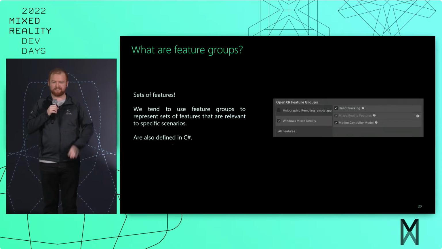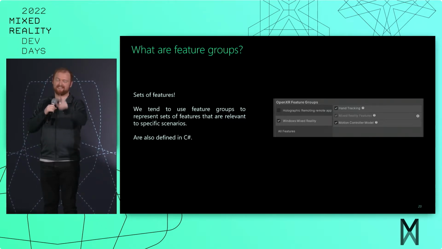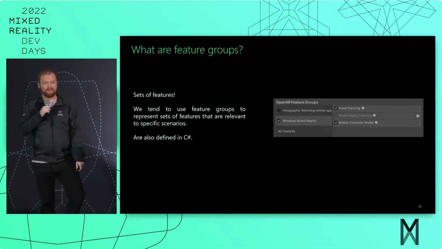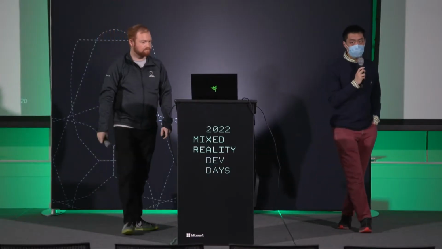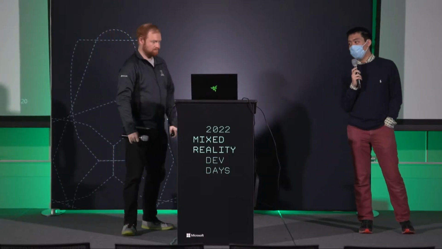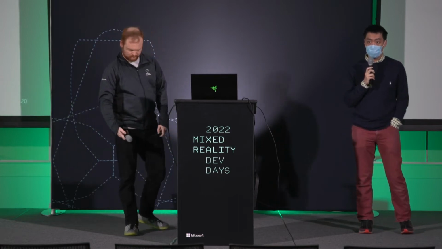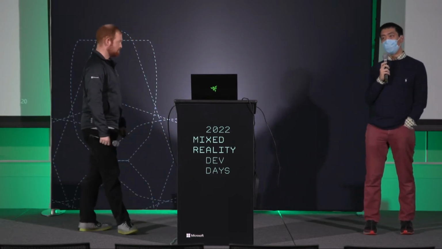And really, feature groups are just a shorthand, a quick shortcut for check this box, and we will enable all of the things to try to help you be successful with that scenario. Yeah, and this is a theme that'll come up a lot. So this is all defined via Unity's OpenXR, and we want to emphasize this is Unity's definitions.